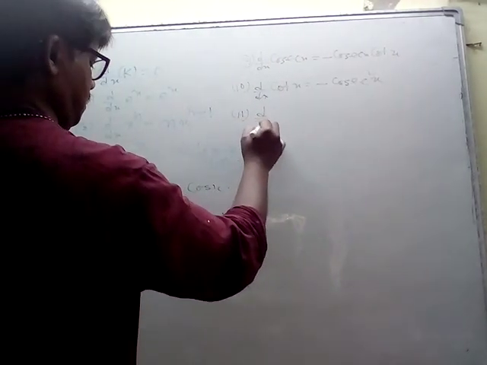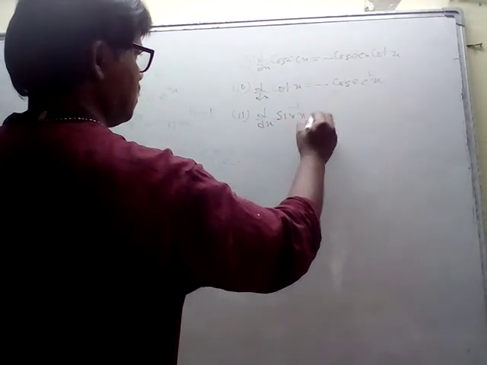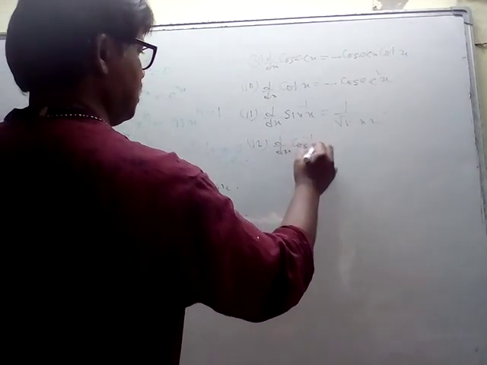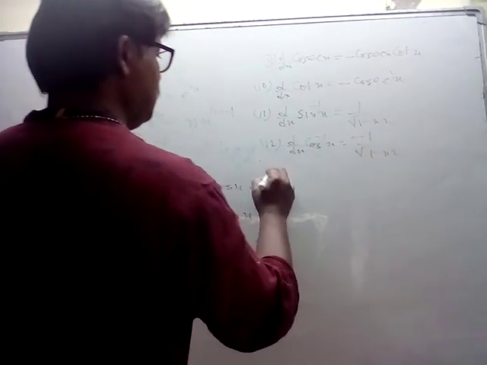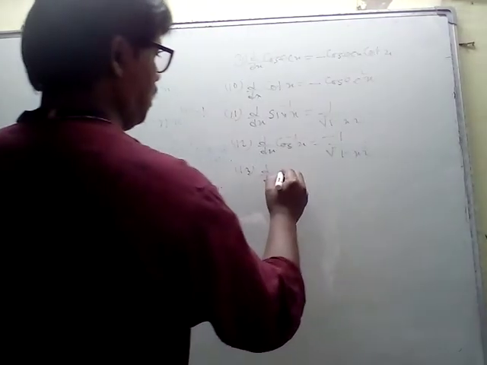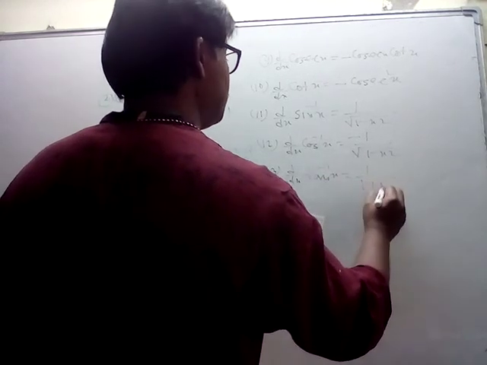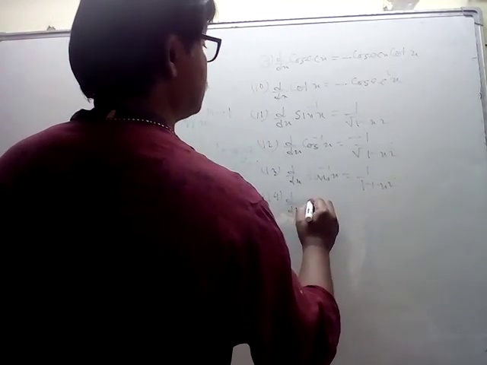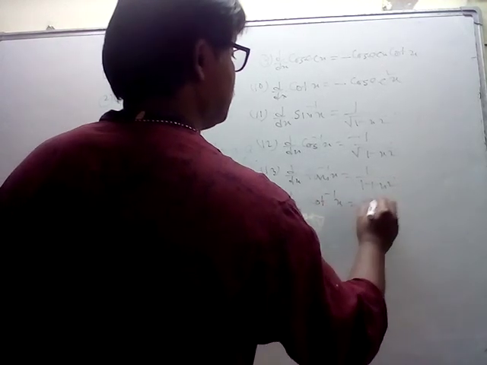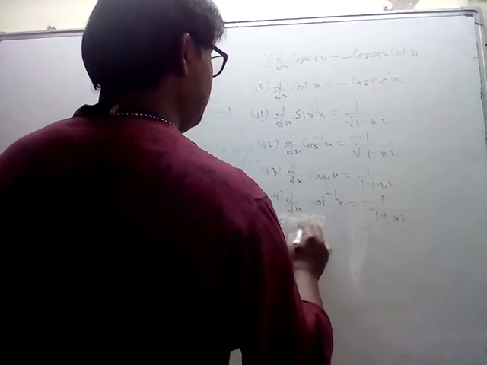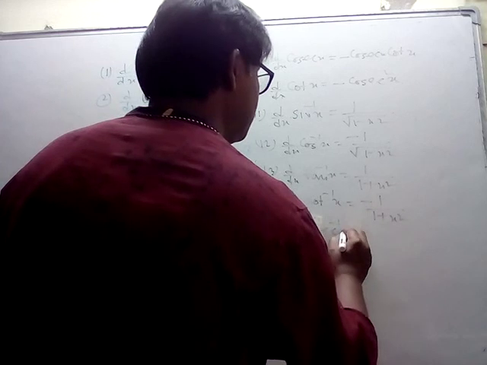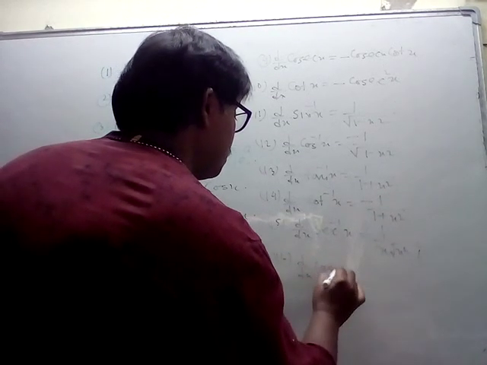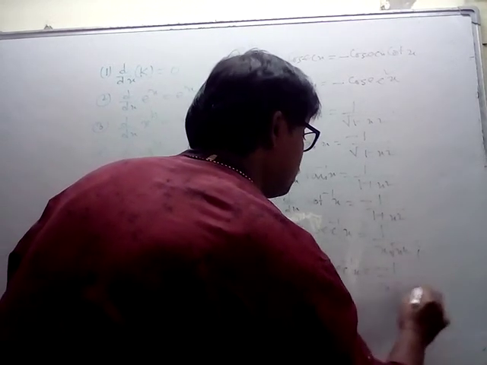Number 11, d/dx of the inverse function sin inverse x equals 1 by root over (1 minus x square). Number 12, d/dx of cos inverse x equals minus 1 by root over (1 minus x square). Number 13, d/dx of tan inverse x equals 1 by (1 plus x square). Number 14, d/dx of cot inverse x equals minus 1 by (1 plus x square). Number 15, d/dx of sec inverse x equals 1 by x root over (x square minus 1). Number 16, d/dx of cosec inverse x equals minus 1 by x root over (x square minus 1).